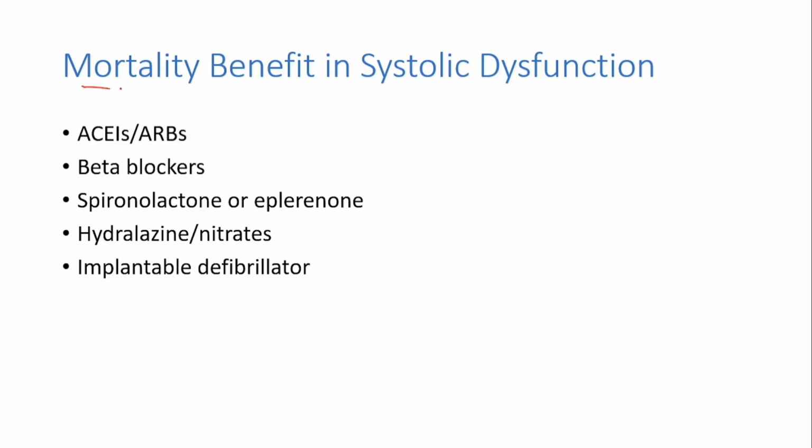What are the mortality benefits in systolic dysfunction? For MCQs this is very important. ACE inhibitors or ARBs decrease the mortality, they improve the mortality. Diuretics do not improve it, they only control symptoms, while these drugs improve the mortality of the patient. Same as the beta blockers, spironolactone or eplerenone, the hydralazine and nitrate combination, or the implantable defibrillator, they improve the mortality.